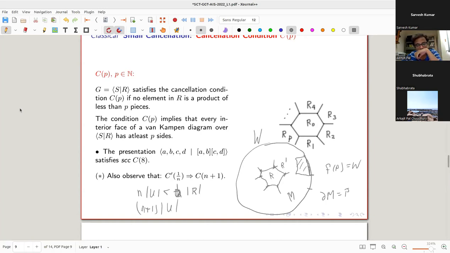That is also not sure, but you need at least one more. You can't say that this is equal to R, or that this is greater than or equal to R. None of these things are true in general, but you can say that at least n plus one pieces are required to write down R. So that says that C'(1/n) implies C(n+1).